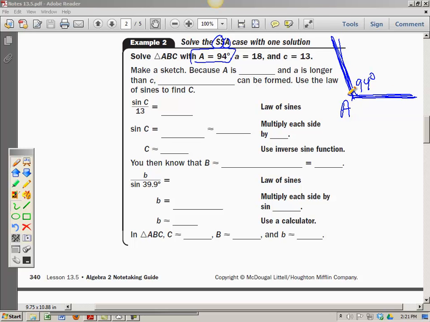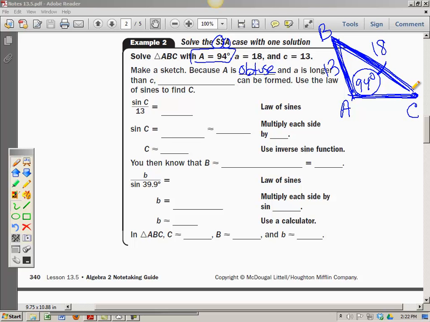Because A is obtuse, we simply need to check and see if the side opposite of that, in this case 18, is longer than the given side of 13. If that's the case, then we should be just fine. If 18 was shorter than 13, then I wouldn't even be able to make it all the way to C. If this is the biggest angle, then this needs to be the biggest side. If it's not true, then we can't even make a triangle. So this is an obtuse angle, the side opposite is 18, and now our picture seems to make sense.